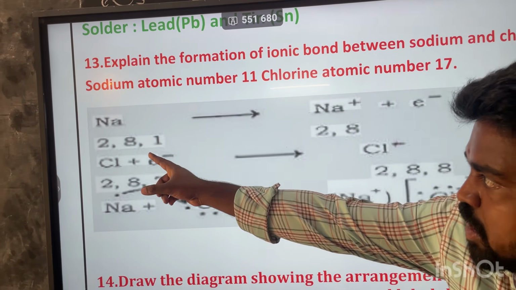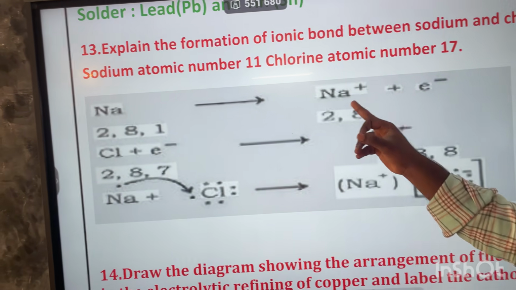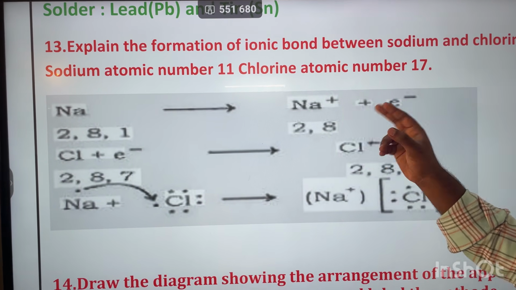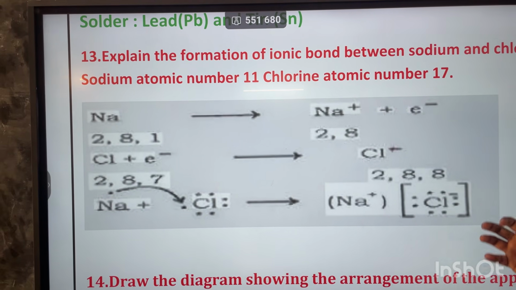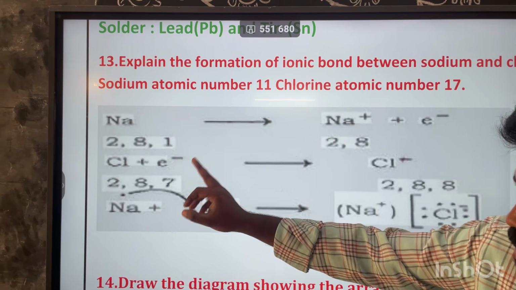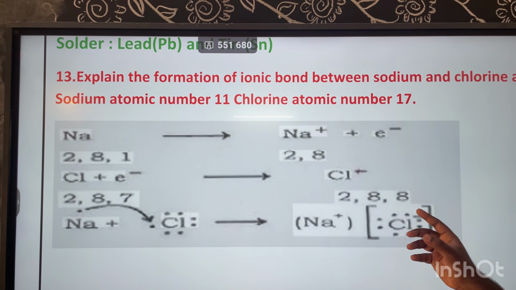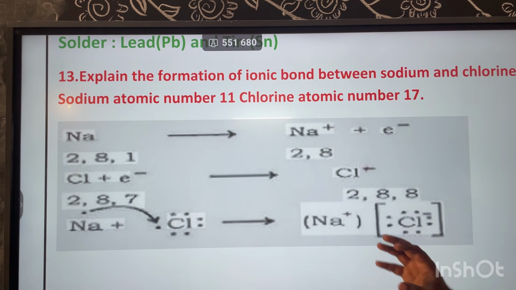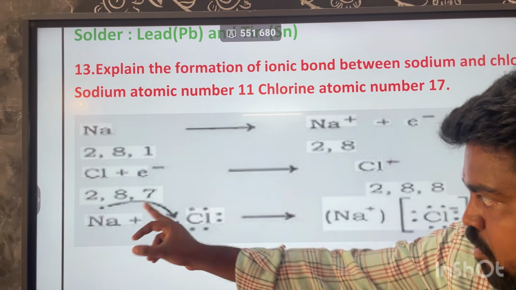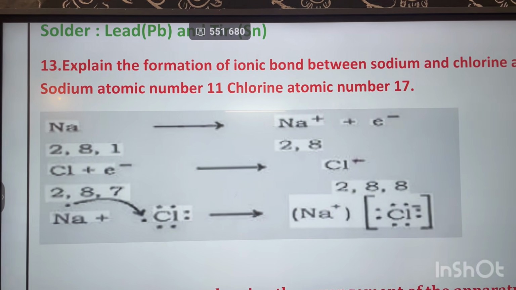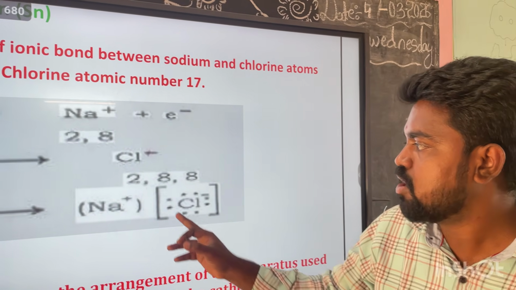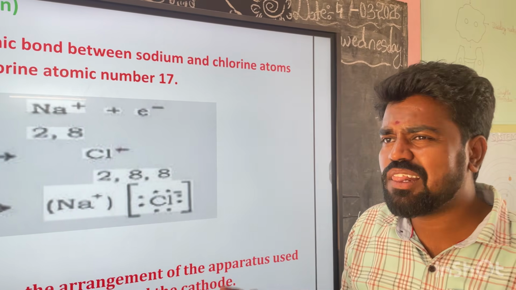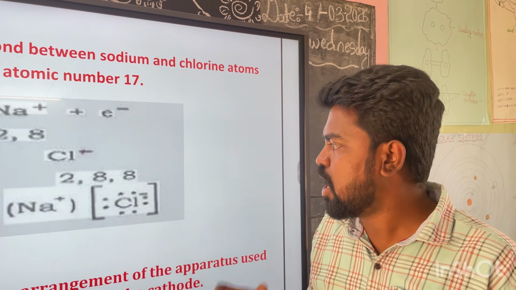Observe, we are giving the atomic number. One electron is lost. Observe, plus means donating, minus means receiving. Cl plus e minus gives Cl minus, which means accepting the electron. Observe, sodium gives one electron to chlorine. Chlorine's outermost shell is filled. Now we observe 2, 8, 8. All the shells are fully completed.